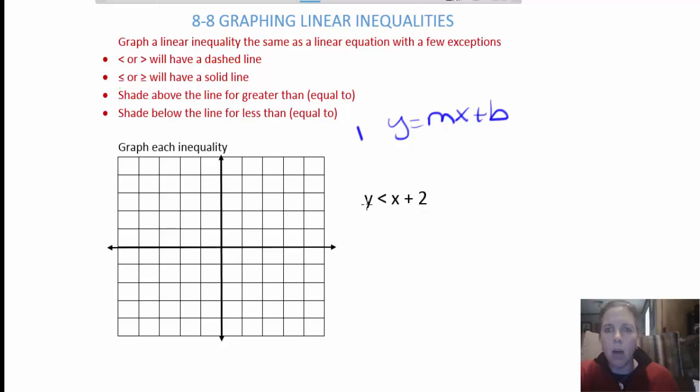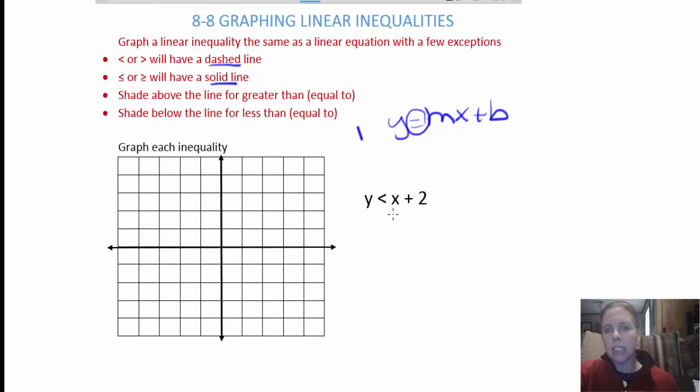It's just that now, instead of equals, you're going to have less than, greater than, less than or equal to, or greater than or equal to. Less than or greater than will have a dashed line because it doesn't include that line. It's kind of like the open circle when we did it before. Less than or equal to or greater than or equal to will have a solid line. Shade above the line for greater than or equal to, and shade below the line for less than or equal to. Okay, so let's just begin and hopefully it'll make sense.